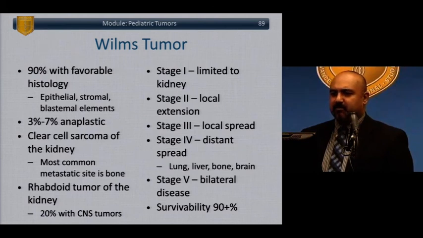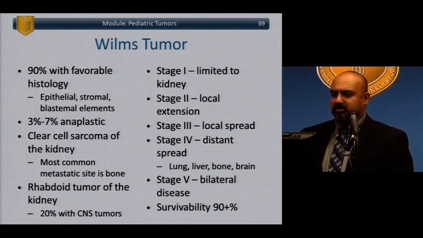90% is favorable histology. 3 to 7% can be anaplastic. Clear cell sarcoma of the kidney is probably the most common of the others. Clear cell and rhabdoid are two of the other tumors of the kidney that we see in kids. Differences between these and Wilms: bone metastasis is very common in the clear cell, and in the rhabdoid, 20% of these can have CNS tumors.